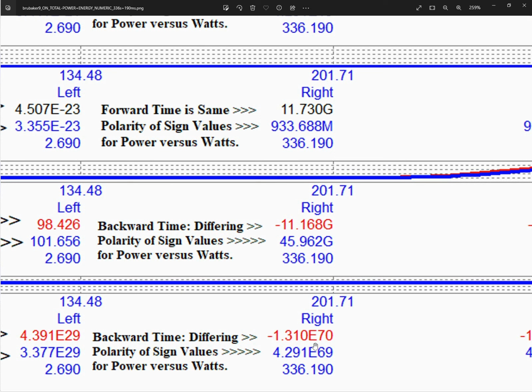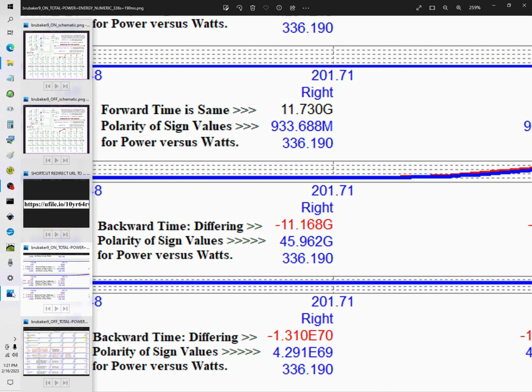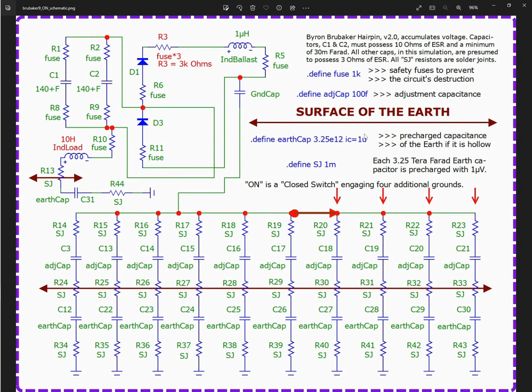The time interval, well, no, right, it's not really 0. So where did that extra energy come from? Probably from the pre-charged capacitances. See? It's good to make a video because then you realize what you're overlooking. So the pre-charged condition of the earth caps is all 1 microvolt. So I am starting out with a certain amount of energy.